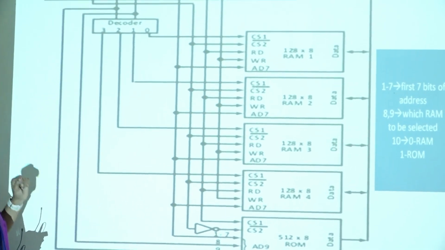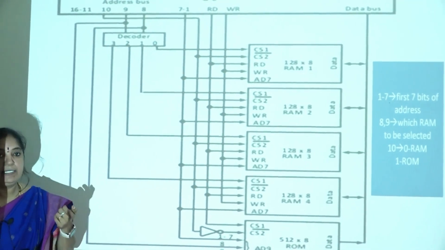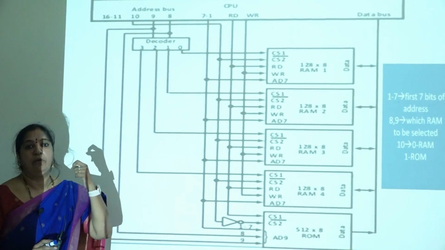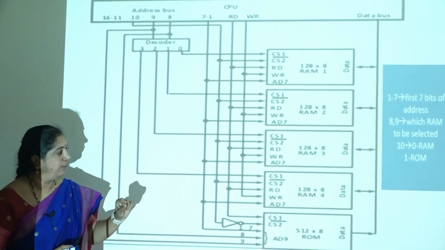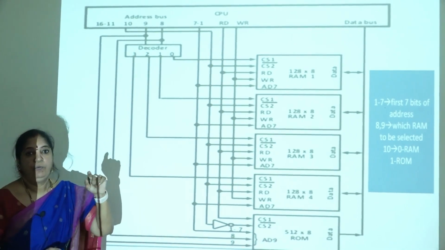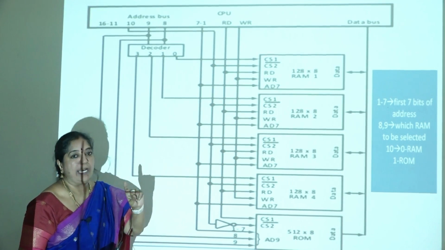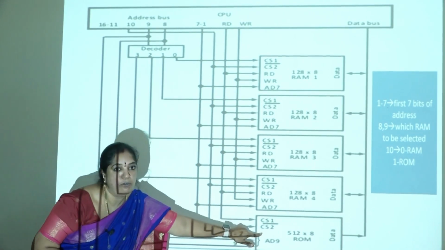Now coming to bit 10. The value of bit 10 will decide whether we are going to select RAM or ROM. If the bit 10 value is 0, we are going to select RAM. If the bit 10 value is 1, we are going to select ROM.